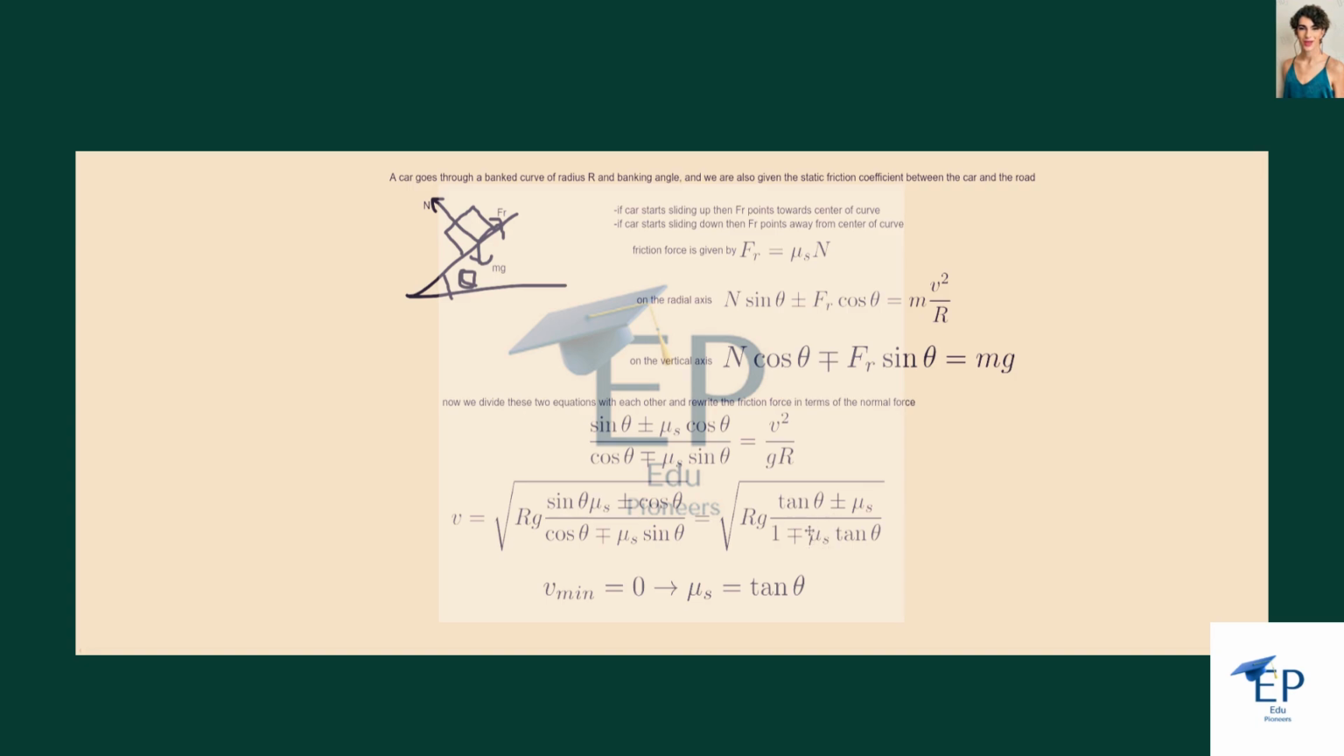And so, in order to make the minimum velocity 0, we need tangent theta minus mu s to be 0. The way for that to be 0 is for mu s to be equal to tangent of theta.